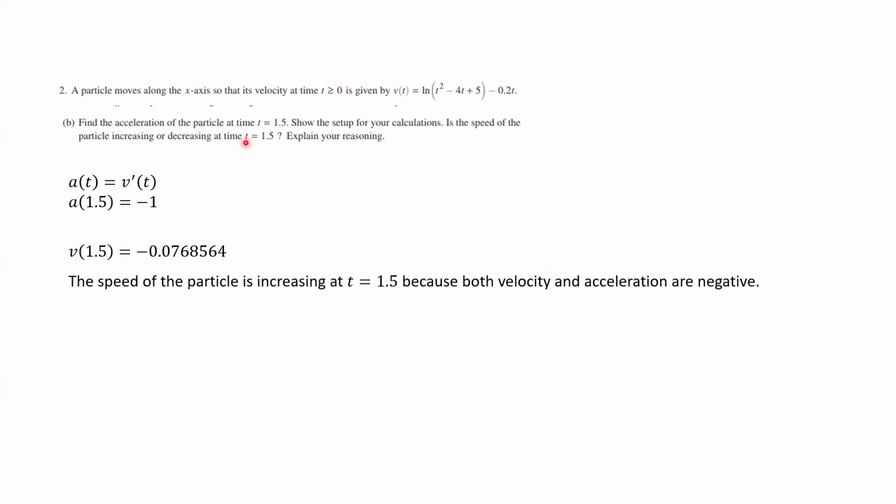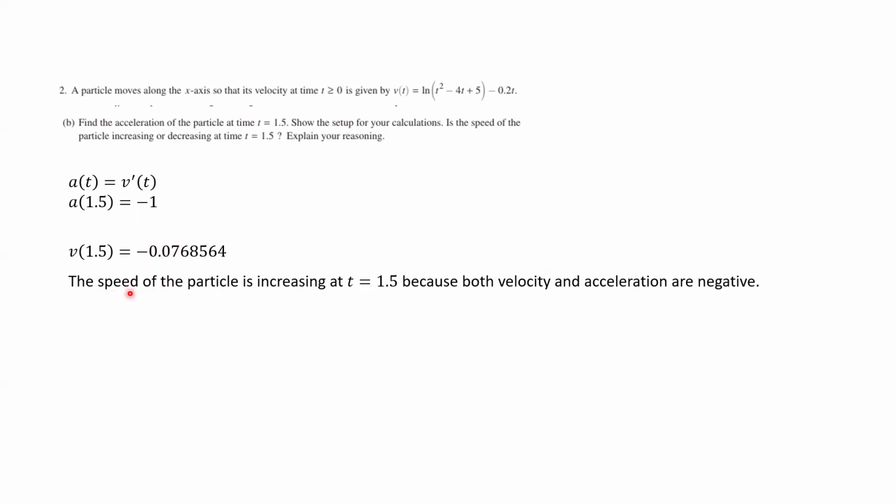Okay, so now to answer the second part, is the speed increasing or decreasing? Well, we've got to find the velocity. If you find v of 1.5, that's minus 0.0768, and so on. Now you've got to check: are the acceleration and velocity the same sign? They are. So that means the speed is increasing. The particle is moving backwards, but it's moving backwards faster and faster.